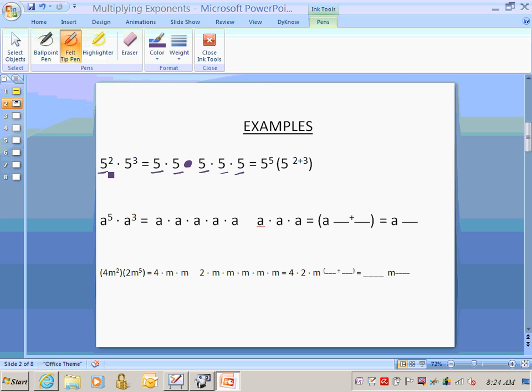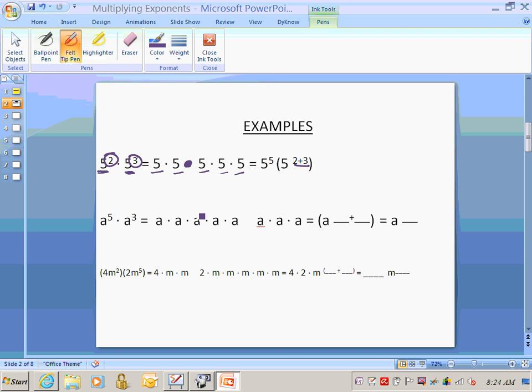So if I have the same base of 5, right? This is 5 squared times 5 cubed. So really, I have 5 of the 5s. So I could take the 2 and the 3 and add them together.